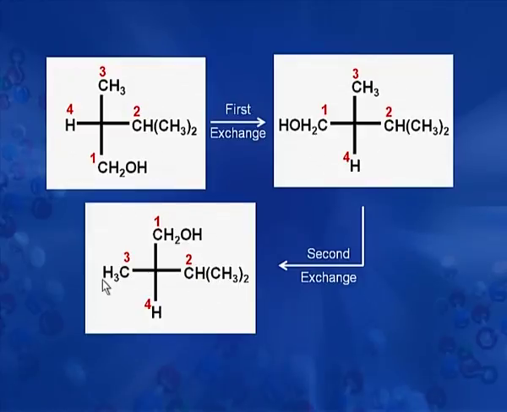Now, what we have to do? We have to look for the sequence of this 1, 2 and 3 and we find that the sequence is clockwise. So, this isomer is assigned R configuration.